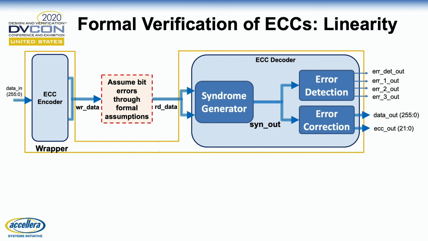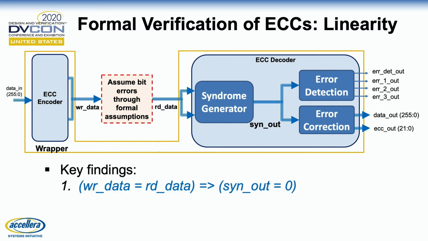So what does the syndrome generator do? The syndrome generator takes the read data, and for this data it generates a syndrome. Based on this syndrome output, the error detection and correction units perform their corresponding tasks. But the main component here is the syndrome generator. So we started to look in more detail and performed some additional experiments on the syndrome generator to see its behavior. We found that when the write data is the same as the read data, which means that there are no bit errors, the output of the syndrome generator is a null vector, always 0. Regardless of the value in the write data, whenever the read data is equal to the write data, the output of the syndrome generator is always 0. So this is the first finding.